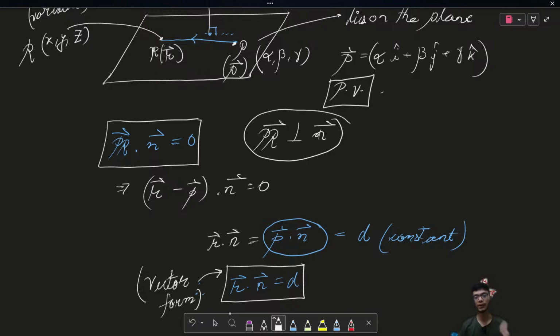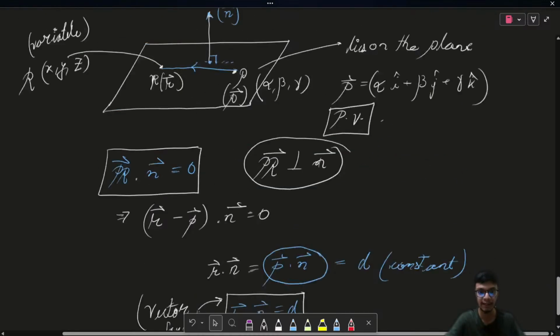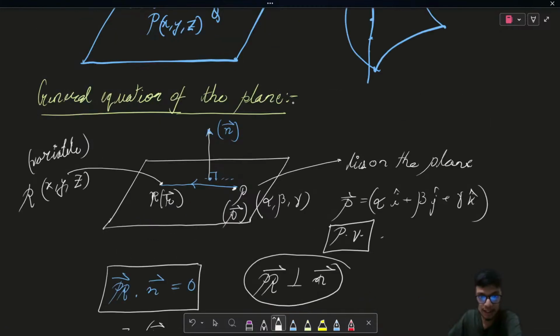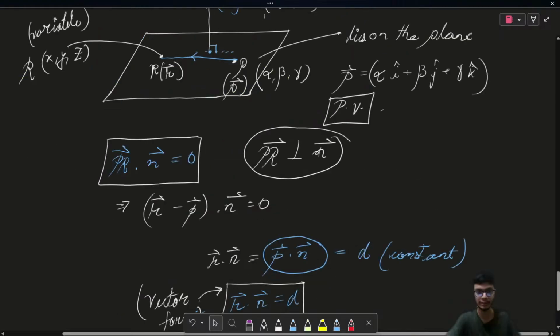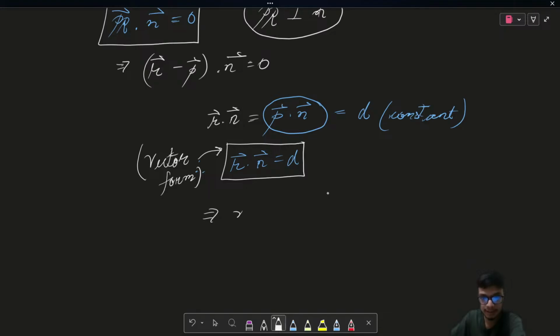Now from this vector form, converting back into the Cartesian form would be just a simple step. Okay, so that can be very easily performed by replacing this r vector with x, y, z. So if I do that, and let us say the direction ratio of this n vector is given as a, b, c. In this manner, I can write the equation of this plane as ax plus by plus cz is equal to some constant d.